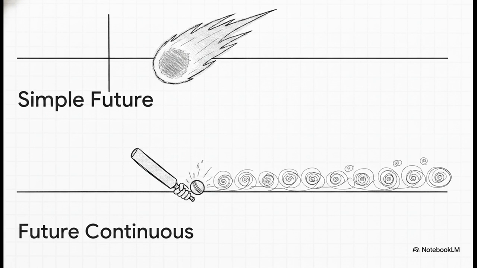For the future continuous, the formula is will or shall plus be plus VING. We use this for actions that will be in progress later on, like I will be watching the cricket match tomorrow. And notice something incredibly cool here. Even way out in the future, the continuous rule of VING remains completely unbroken.